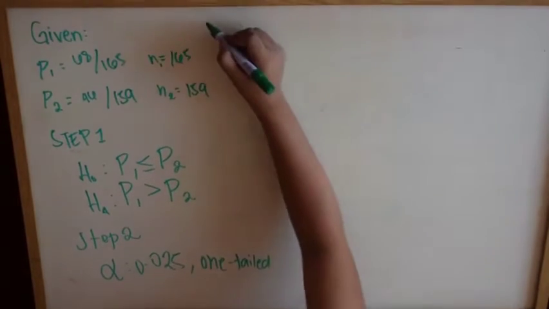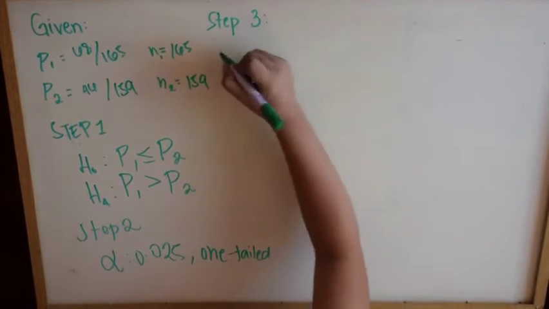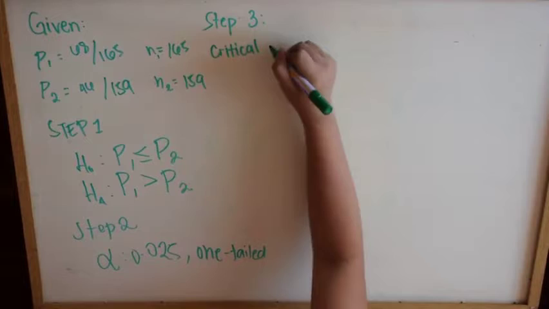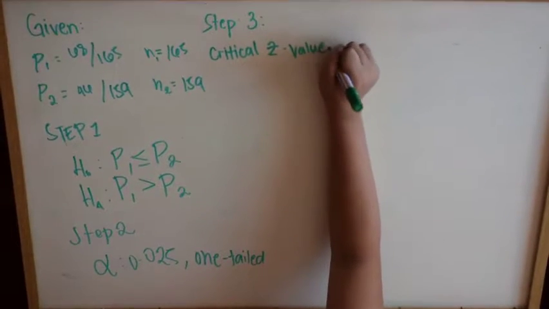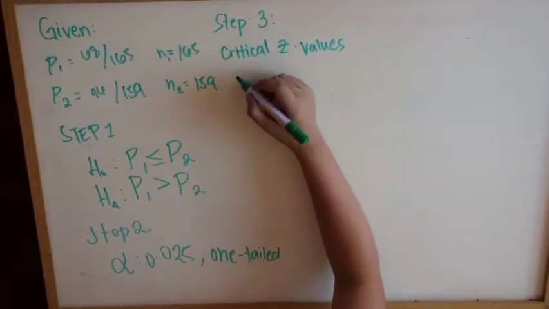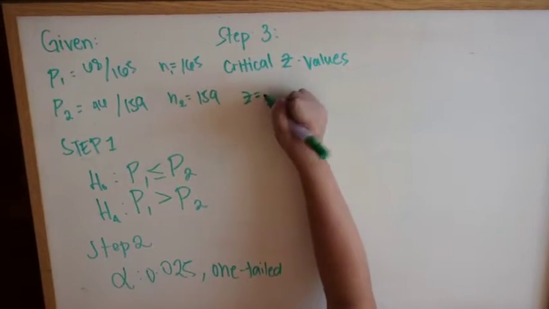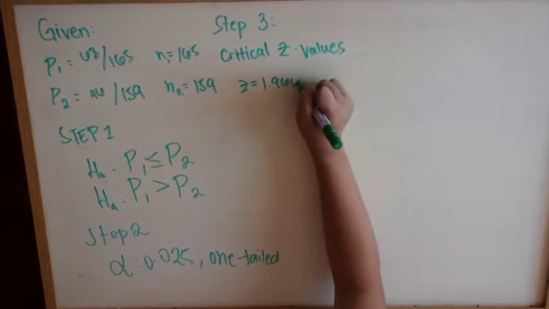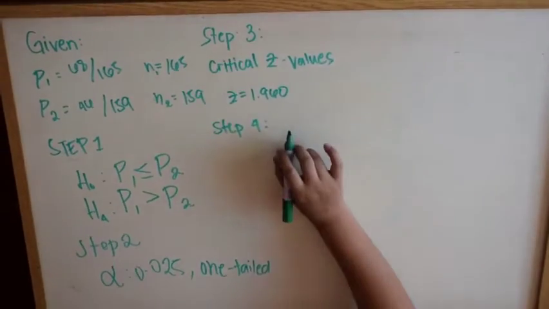Let's proceed to step 3, which is to identify the critical z values. Like in the other problems, finding a critical z value can be done in the table, corresponding to what alpha we are going to use. So our critical z value will be 1.960. Then our step 4 is to compute the z-score.